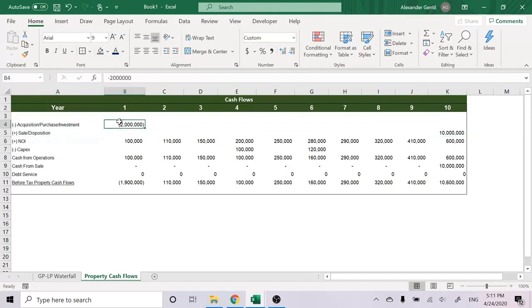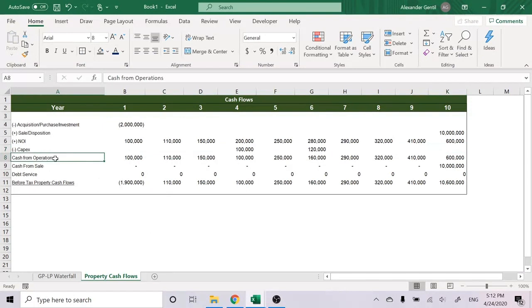Although we buy it for $2 million, we want to sell it for much more, since we're holding it for 10 years, right? So we sell it for $10 million at the end of year 10. In addition to having the operating income, you have capital expenditures on the property, which are things like leasing commissions and tenant improvements, things that you do to keep the property up to date.